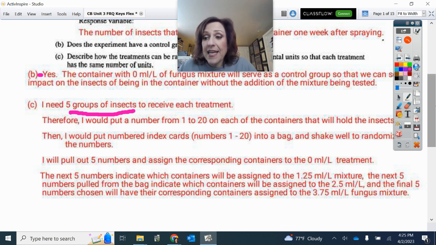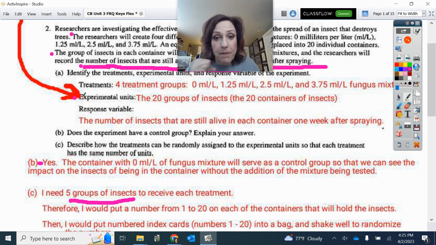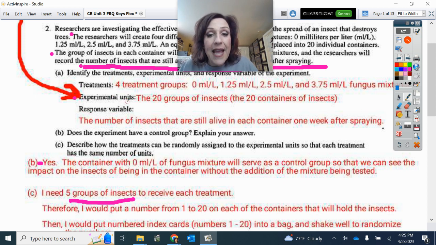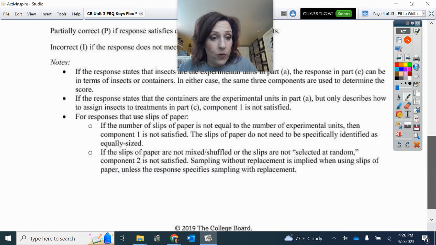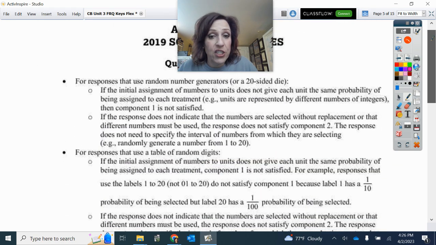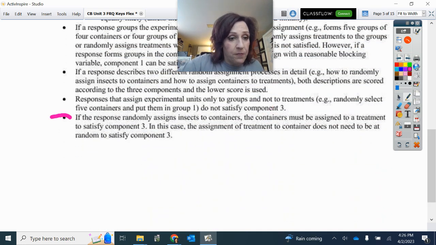If you had said that the insects were the experimental units right here, and then you randomly assigned, say you put all the insects in a big bag, shake well, and then pull them out equally to each of the 20 containers, that's okay as long as you then also say that, let me get to the point where it says it, because man, you need to look at the information on this because there is a ton. So look right here at this last one.